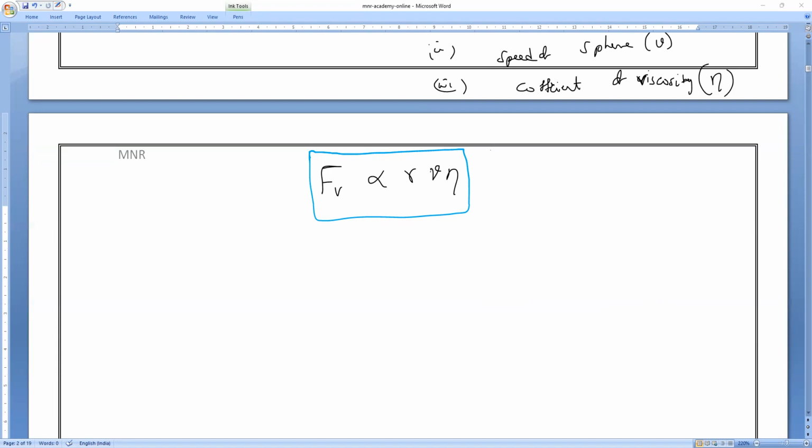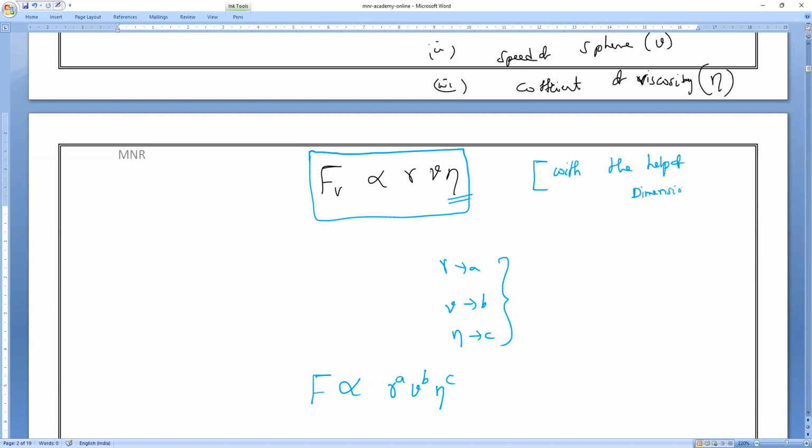Let the power of R be a, velocity be b, and eta be c. At least now, have you remembered how we can solve? The frictional viscous force is directly proportional to R^a, v^b, eta^c. We used to call something. How to derive the formula like this? Try to remember and tell me, guys. Simple pendulum. Yes, Rudresh? With the help of? Dimensional. Yes, yes.